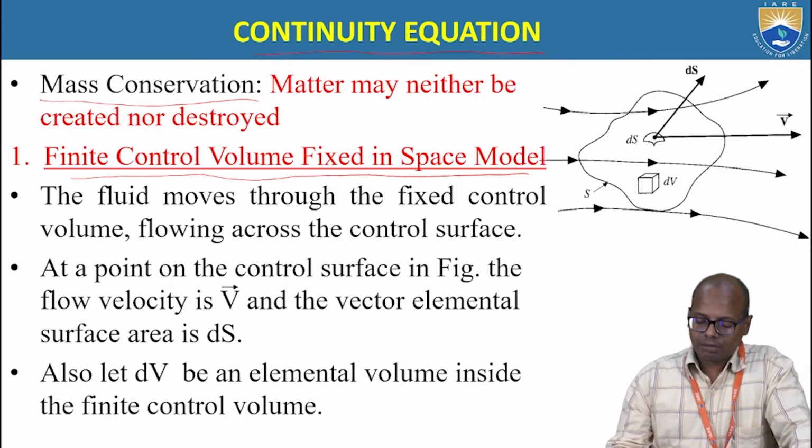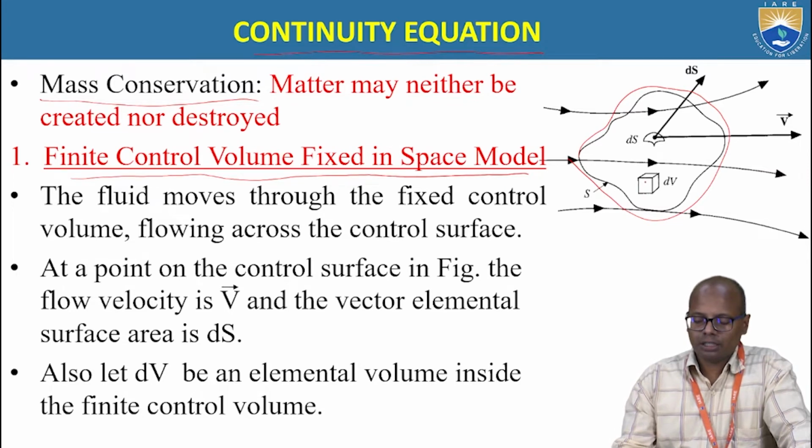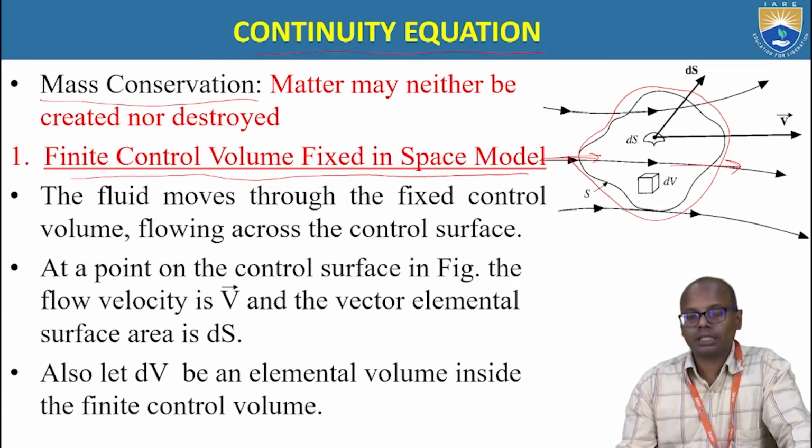Now, coming to the concept of the finite control volume fixed in space. This diagram is showing that the control volume is fixed and the fluid is moving across the control volume. The fluid is entering and the fluid is leaving the control volume.